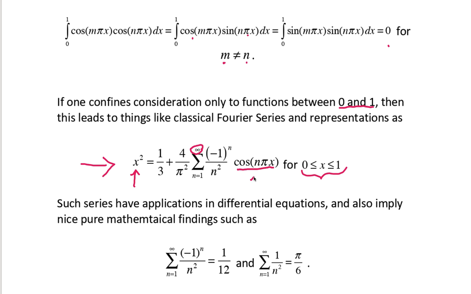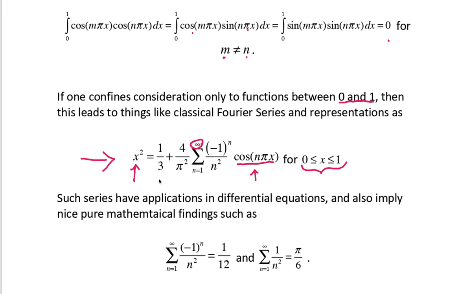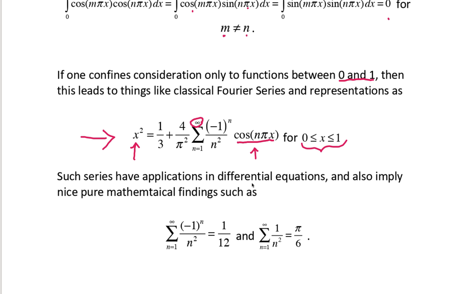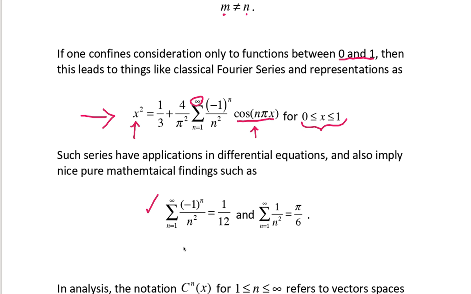Of course, this is a periodic function, so you're going to get a periodic function on this side, except for the 1/3 there. Okay? So it's not going to be x squared everywhere, but over 0 to 1, it's going to be x squared. Interesting. Such series have applications in differential equations and also imply some pure mathematical findings such as the following. The summation n goes from 1 to infinity of negative 1 to the n over n squared. Remember Calc 2, us discussing that. Comparison, absolute value test with a p-series, that better converge.